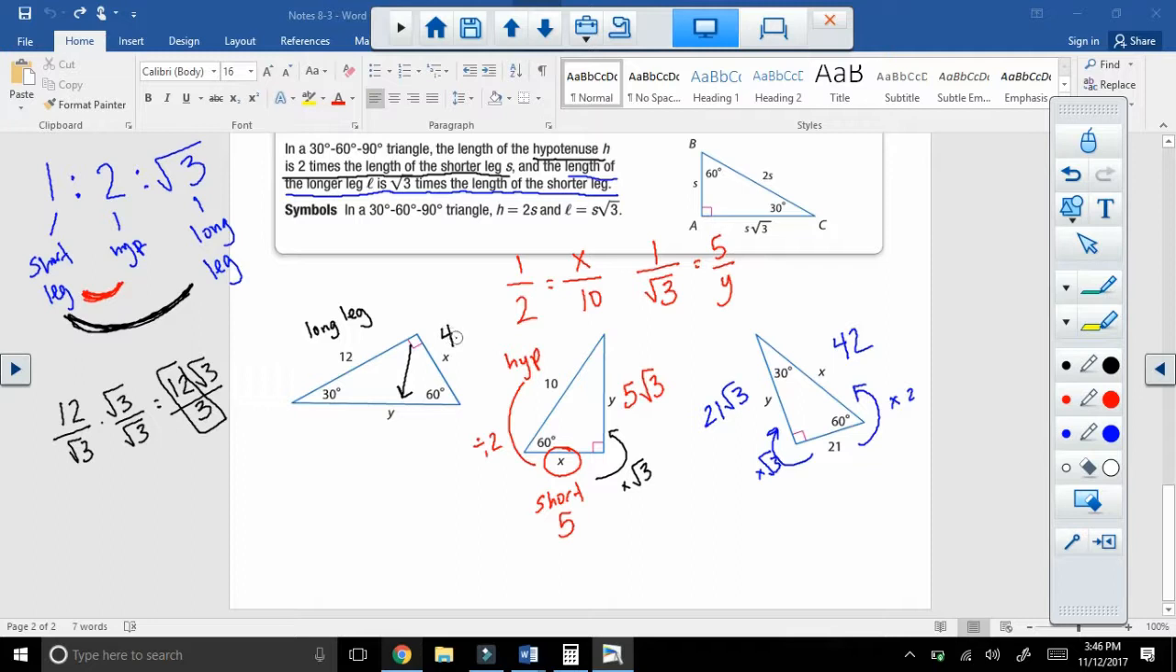So x is going to be 4 radical 3 after I divide there, and then I'm going to multiply by 2. So that's going to make this one 8 times the square root of 3.